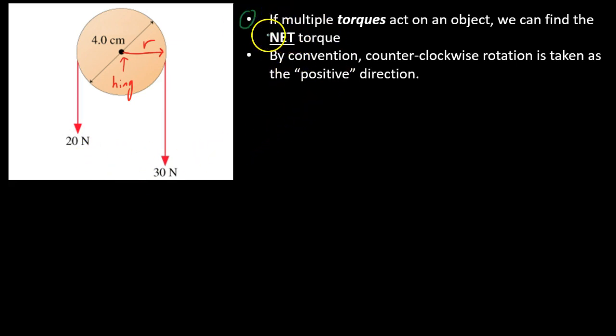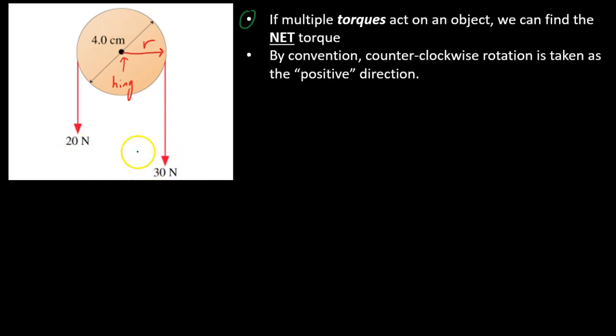First, just like when we were studying forces, if there are multiple torques, we can find the net torque, the overall total amount of torque. Now, if we have torques that are all acting the same way, making the door or the wheel spin the same direction, we'd add them all up. But if we look at these two forces, they're going to make the wheel want to rotate in opposite directions.